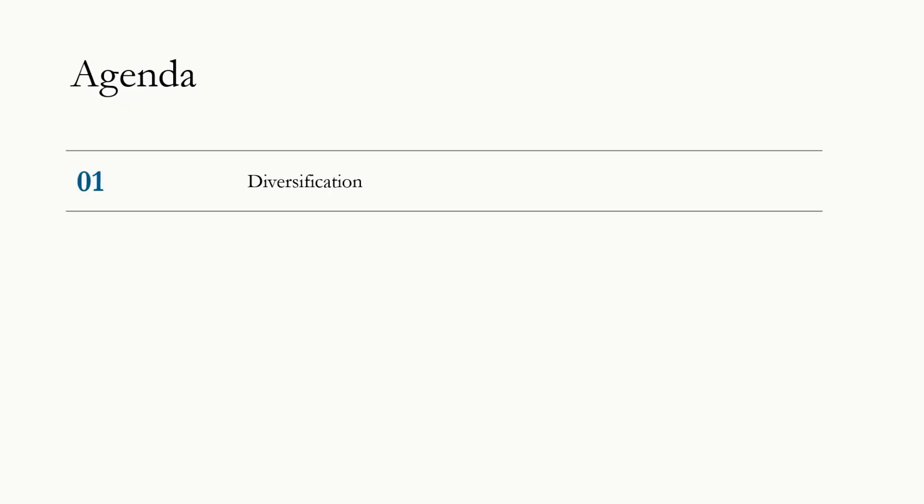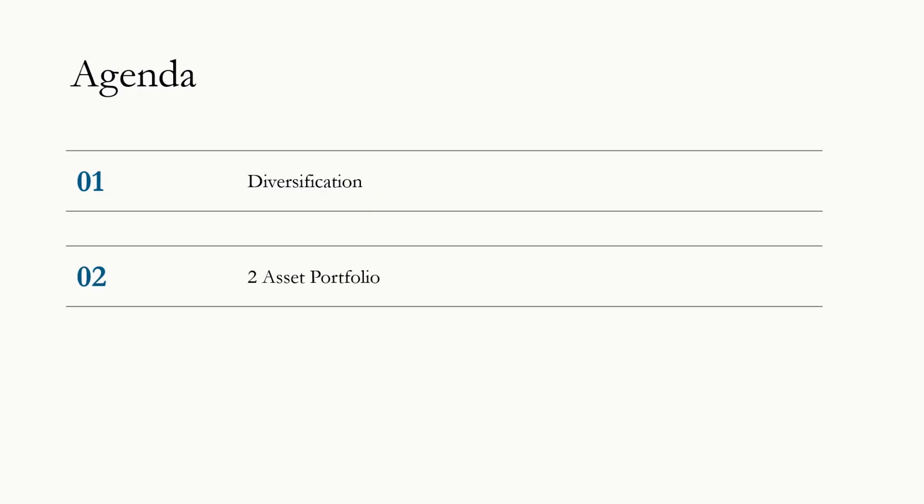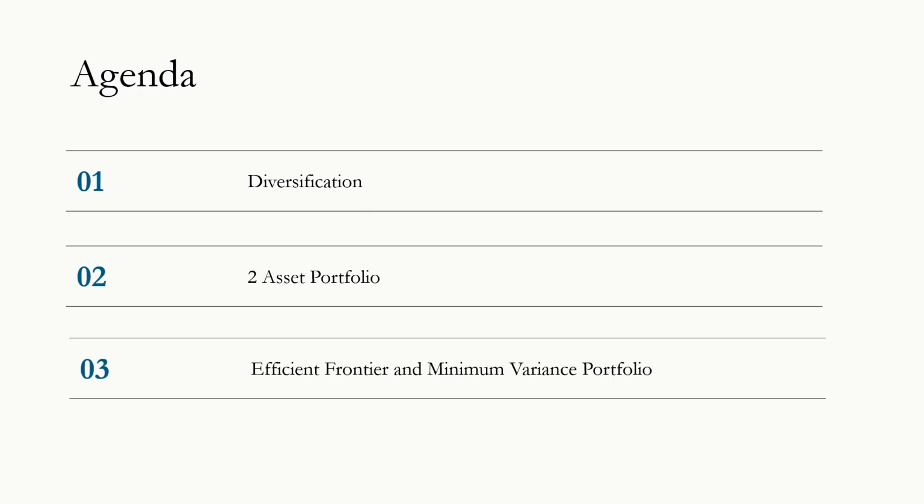So here's the agenda for what I'm going to be talking about in this video. First, diversification of assets. Second, a two-asset portfolio. And third, efficient frontier and a minimum variance portfolio.